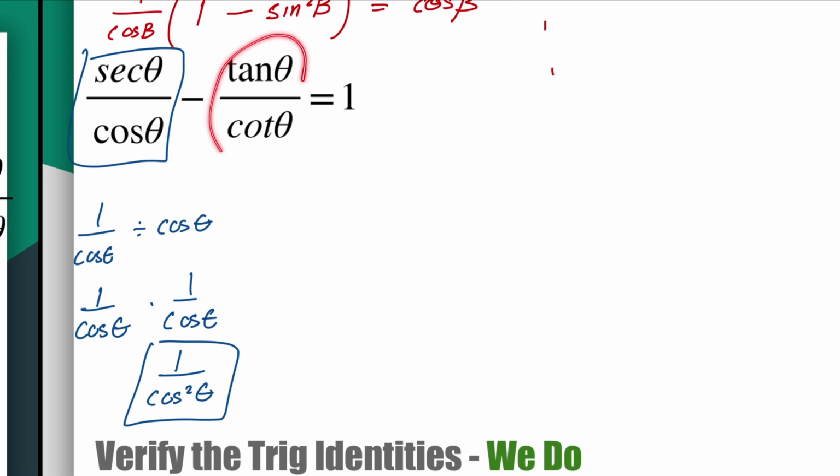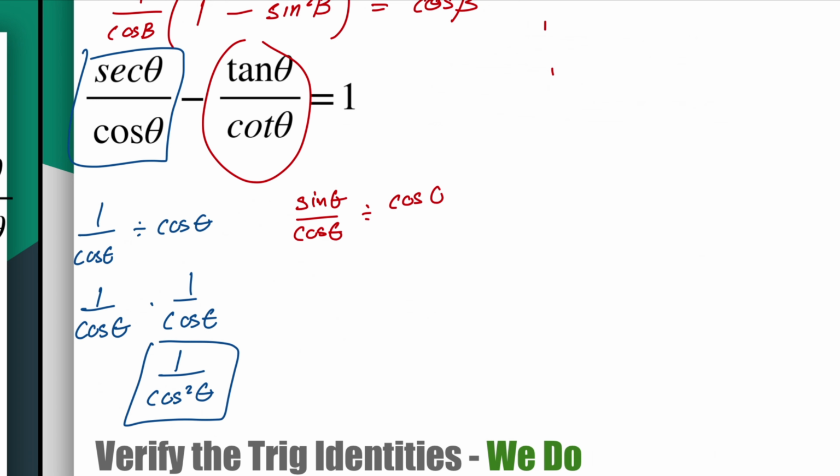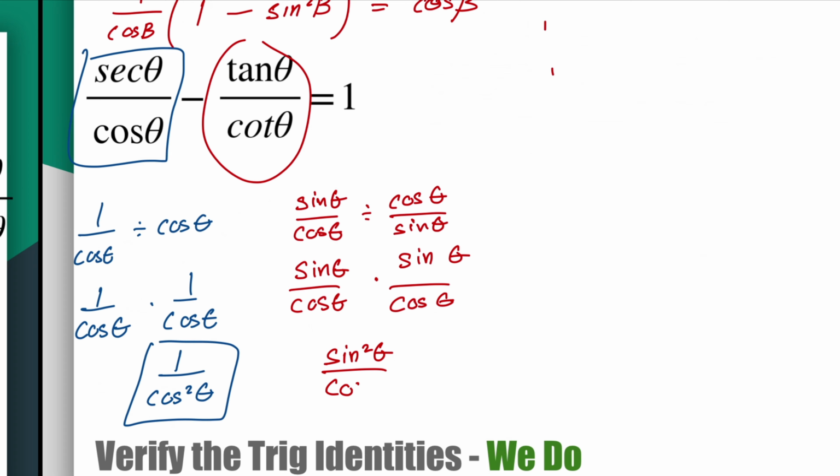Now, I got tan theta divided by cotangent theta. Well, that's the same thing. Let's do this in red. And this is a minus in between, but I'm just going to deal with this first. That's the same thing as sine theta divided by cosine theta, right? Divided by cosine theta divided by sine of theta. And if we keep change flip, that becomes sine squared theta divided by cosine theta. Well, if I multiply those two together, that should be sine squared theta divided by cosine squared theta.